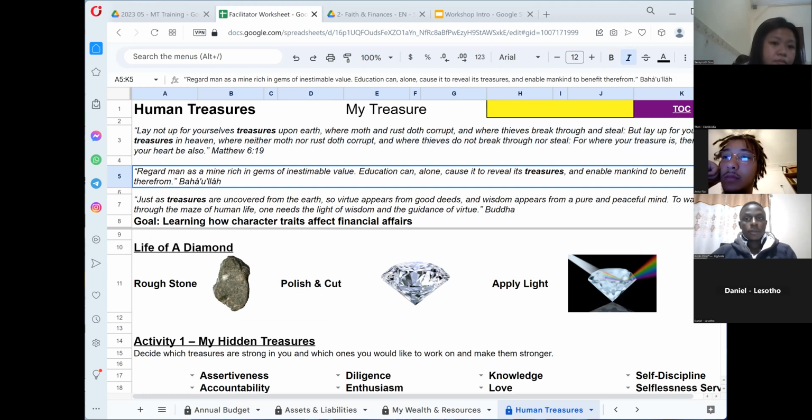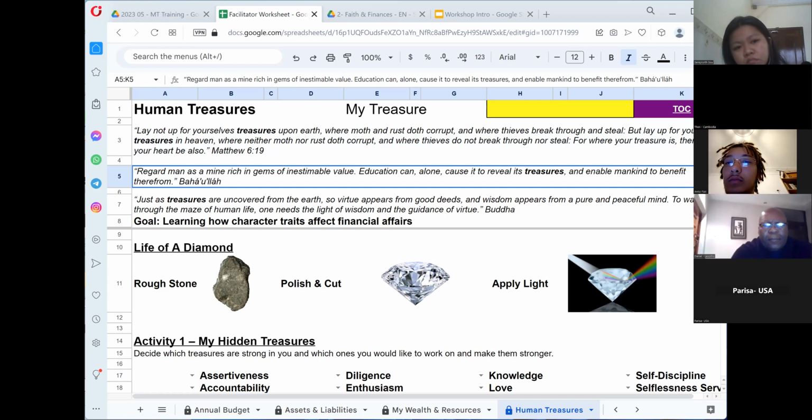I'll read. Go ahead, please. Regard man as a mine rich in gems of inestimable value. Education can alone cause it to reveal its treasures and enable mankind to benefit therefrom. Baha'u'llah. Thank you.